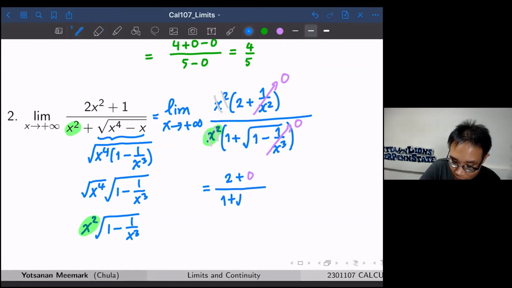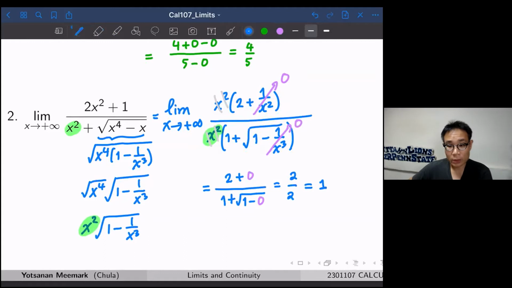So it's going to be 1 plus square root of 1 minus 0. Okay, so in this case, it's going to be 2 over 2, equal to 1. Okay, so this is how we get this limit.